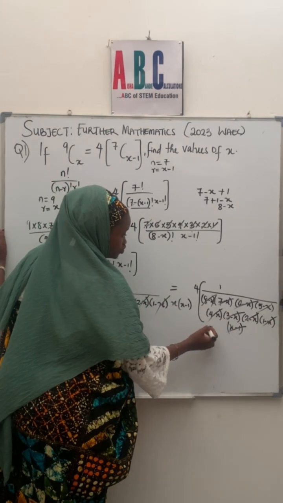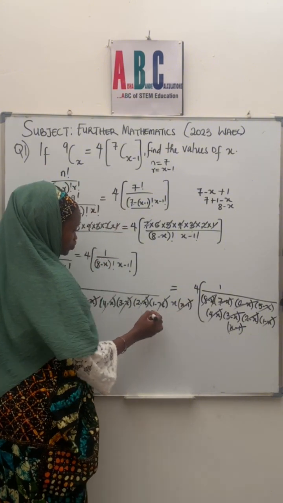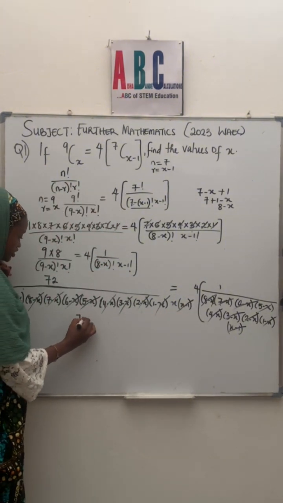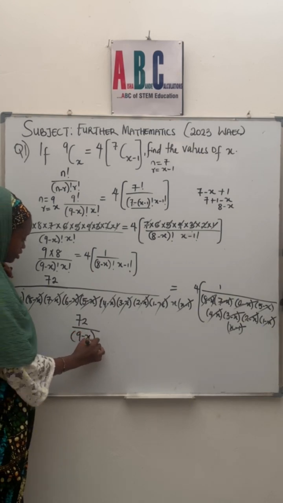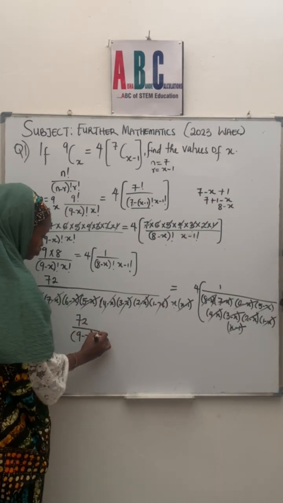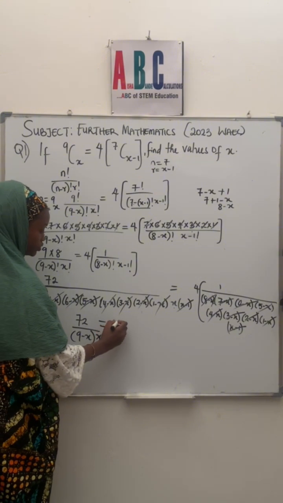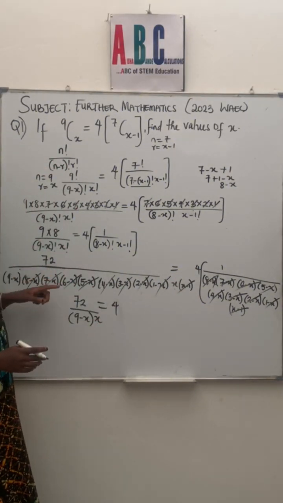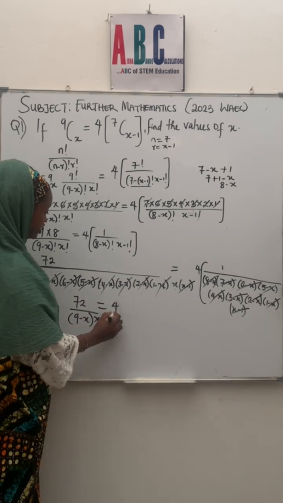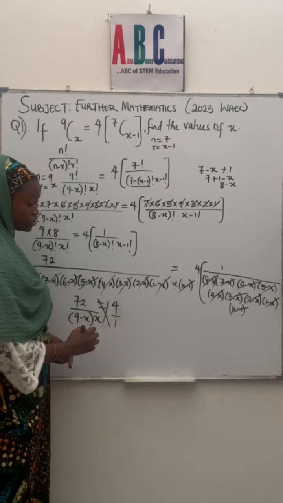So this x minus 1 here also cancels this x minus 1. So what we are left with is 72 all over the 9 minus x here. Then we have the x left here, so multiplied by x is equal to 4 times 1 here, which is 4. Okay, so this is what we have. So here is the same thing as saying 4 over 1, so we can easily cross multiply.